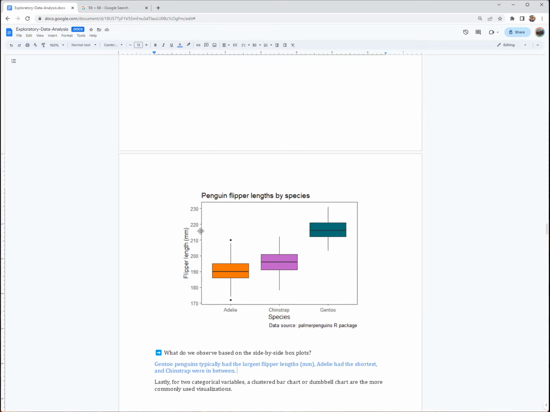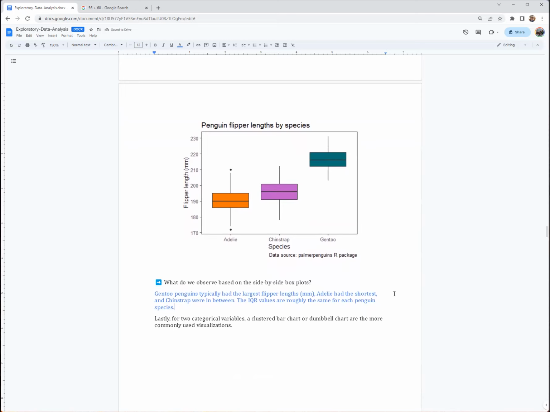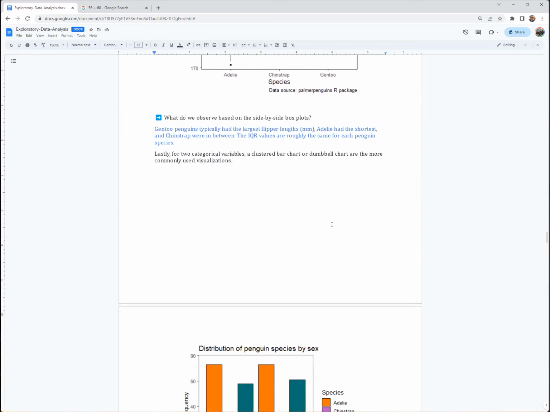We could note roughly what the medians are equal to for each group as well. We could note the Q3, Q1, the IQRs for each group. So I guess we can note that IQR values are roughly the same for each penguin species. So the variability looks pretty similar within each group. And this is for when we have one categorical variable, species, and one quantitative variable, flipper length.